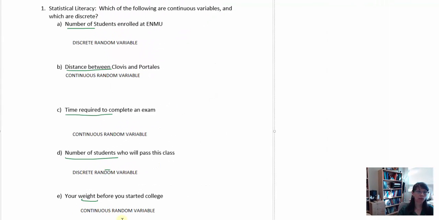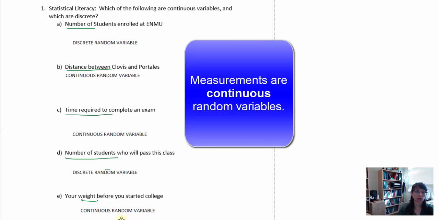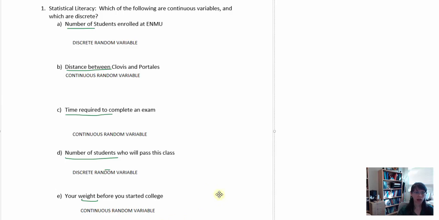So you might find it helpful when you're reading the description to ask yourself, is this describing a measurement or not a measurement? Typically, if it is a measurement, you're going to have a continuous random variable. And if it's not a measurement, oftentimes you will have a discrete random variable.